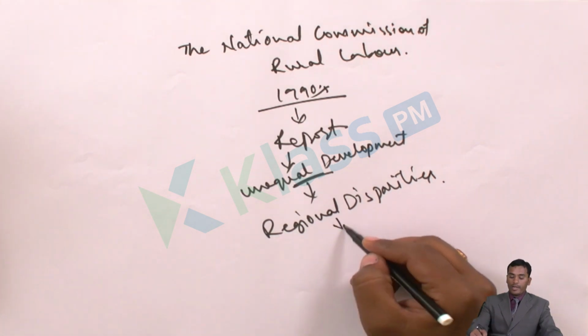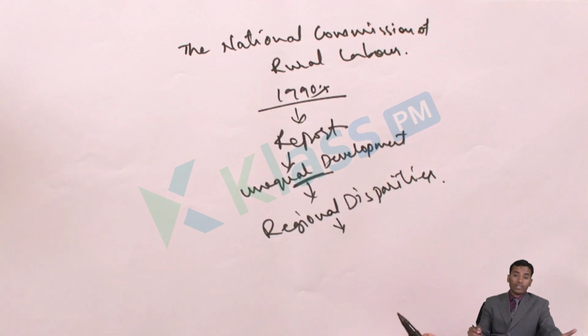Next is regional disparities. As we know, one area will be rich in some things, while another region may not be that good in that particular thing. As I said, Western Maharashtra is very rich in the agricultural sector, whereas Eastern Maharashtra is not that developed.